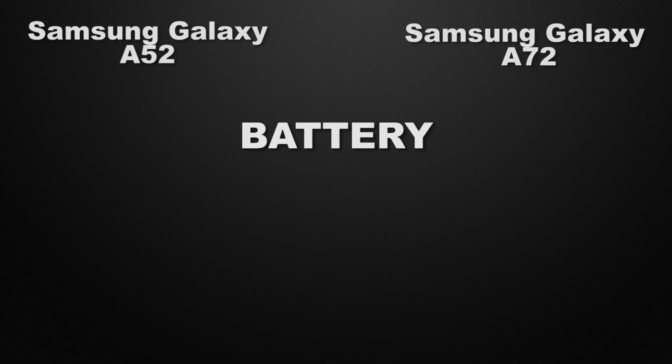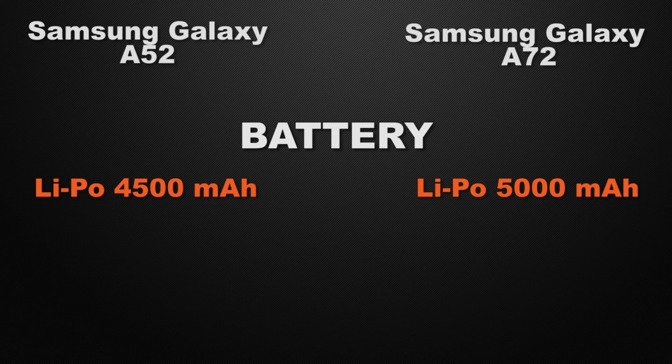Let's talk about the battery capacity of the devices. A52 has a 4500 mAh battery, whereas A72 has a 5000 mAh battery. So the clear winner here is A72 because it has a slightly bigger battery capacity.